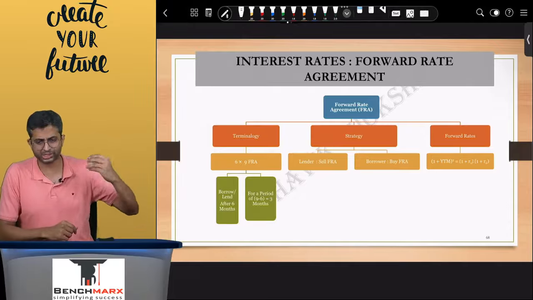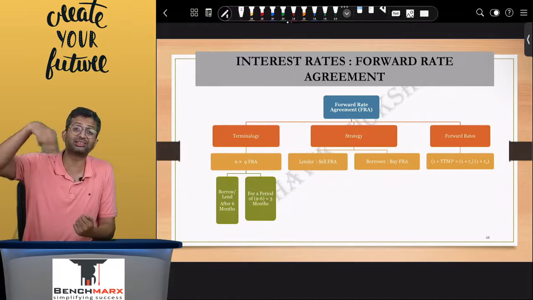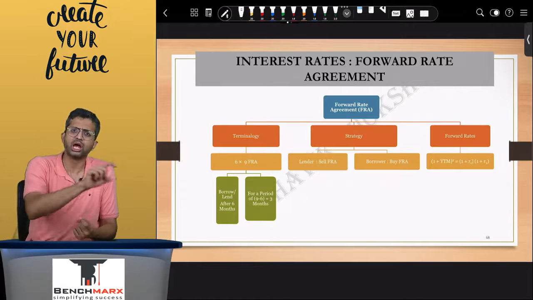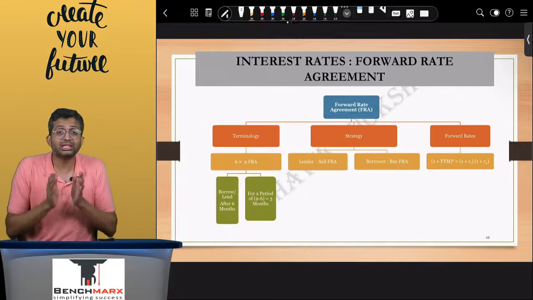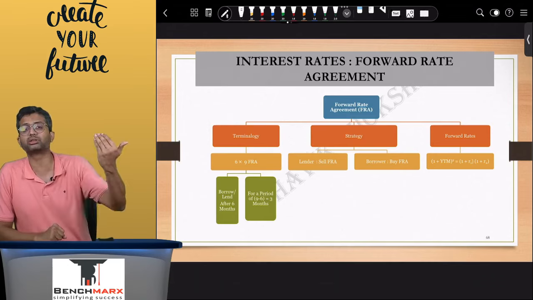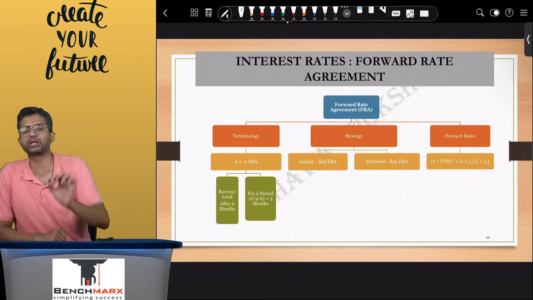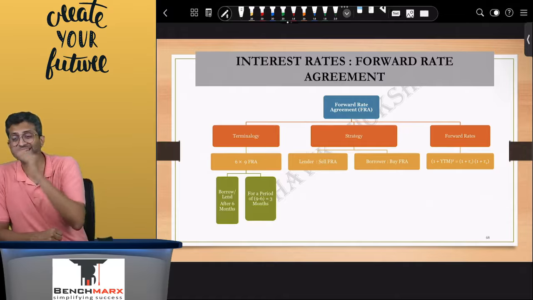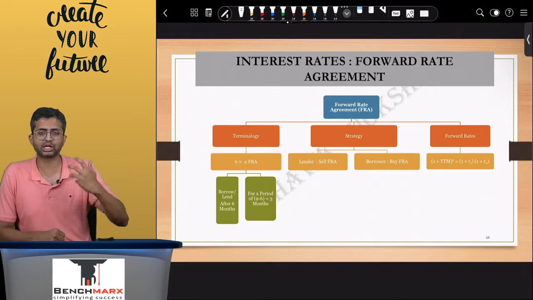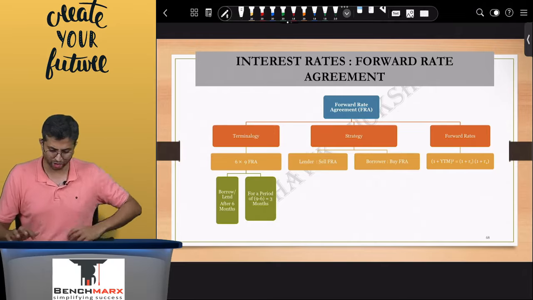Like in case of futures, if you are sitting in October, if you take the 3-month March futures, it means you are taking a borrowing in March, that is after 6 months for a period of 3 months. In case of FRA, you will not call it a 3-month March FRA. It is called a 6 by 9 FRA, which means after a period of 6 months, you will take a borrowing of 9 minus 6, that is 3 months. That is how you will read the FRA terminology.